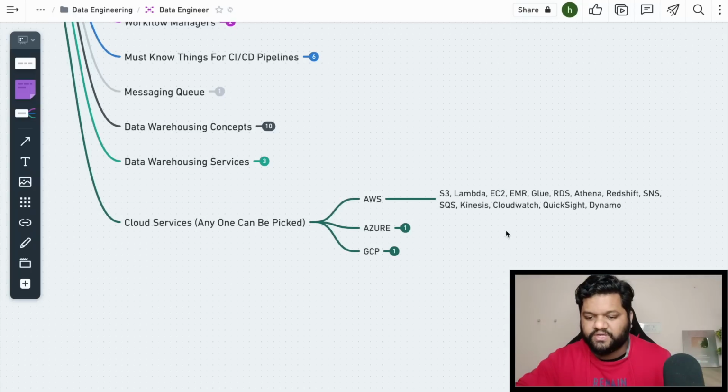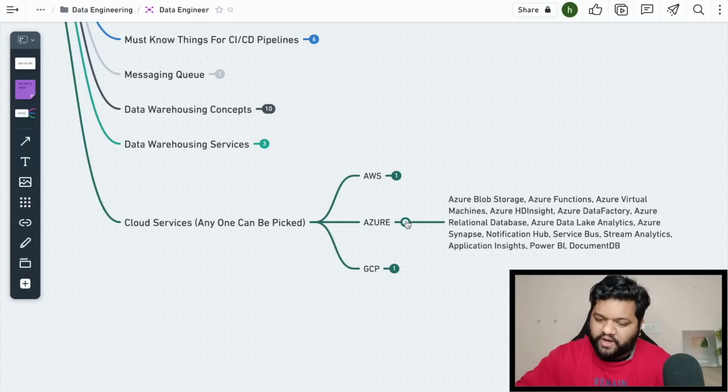So for AWS: S3, Lambda, EC2, EMR, Glue, RDS, Athena, Redshift, SNS, SQS, Kinesis, CloudWatch, QuickSight and DynamoDB. These are all things you should know if you are starting with AWS.